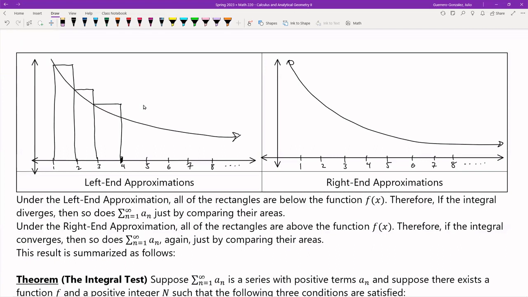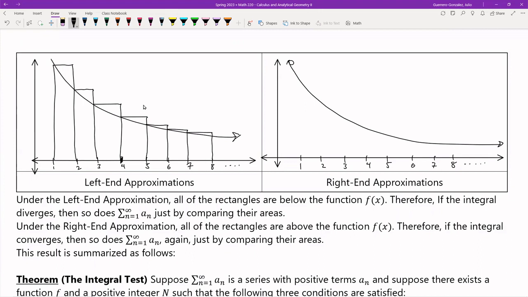There we go. Five. Look at me go, I can't draw a straight line. There you go. Five. Six. Seven. Eight. So that is the left end approximation.